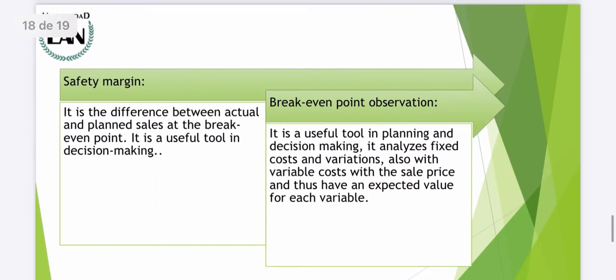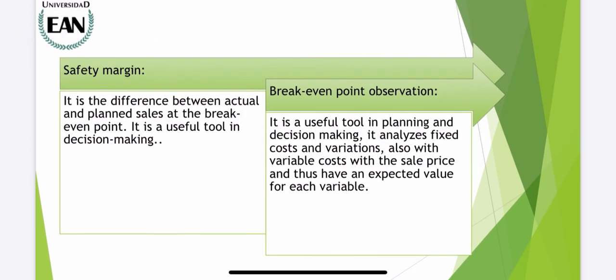Safety margin. It is the difference between actual and planned sales at the break-even point. It is useful for decision making. Break-even point observation. It is useful for planning and decision making. It analyzes fixed cost and variation, also variable cost with the sale price, and thus has an expected value for each variable.